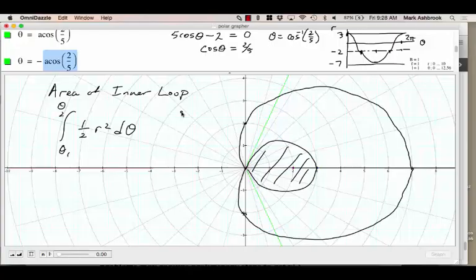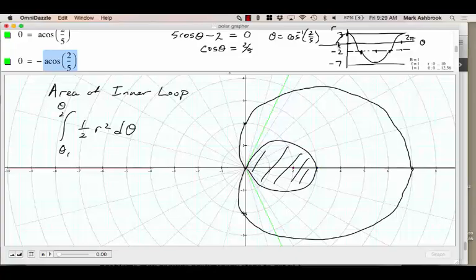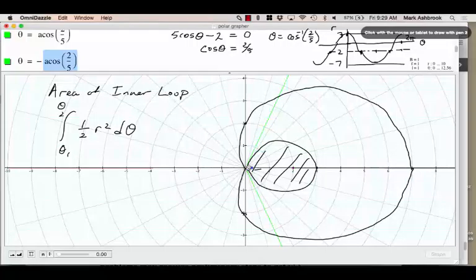So we want to think about sweeping counterclockwise, the way that we normally do. So what is that loop? That loop is for when r is positive, right? So one way we could do that is we could do the top half and multiply by 2. So then what are we looking at? Theta 1 would be 0.